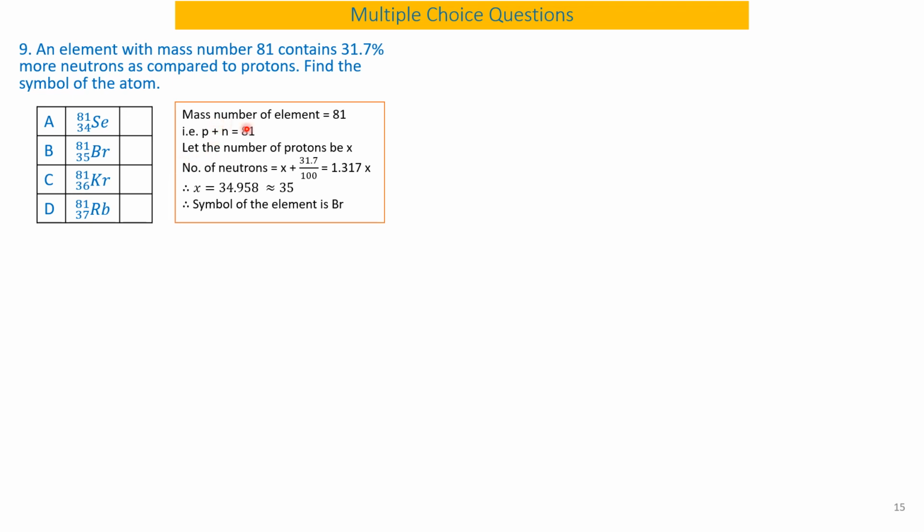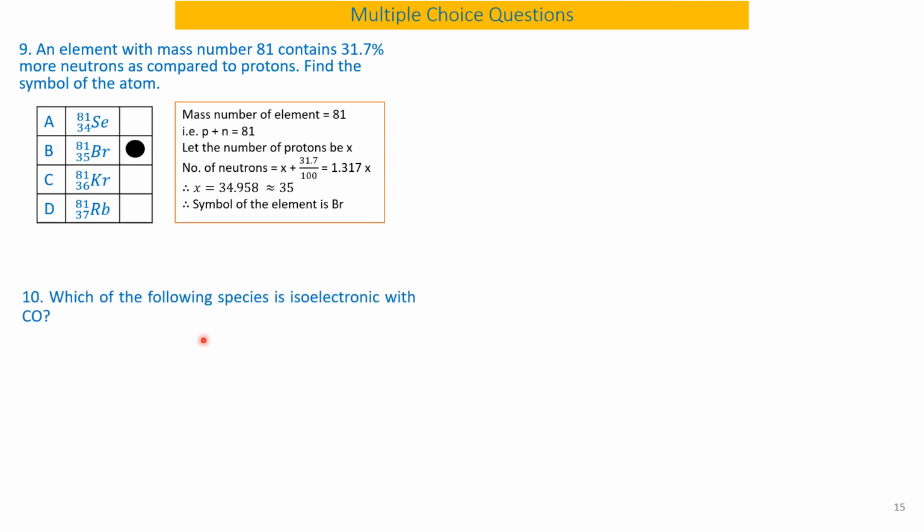So the mass number of the element is 81. It is given. That is, protons plus neutrons is equal to 81. Let the number of protons be x. Therefore, x plus 31.7 by 100 of x is equal to 81, that is, 1.317x equals 81. Therefore, the value of x is equal to 34.958, approximately 35. So the symbol of the element is Br. So Br, please mark the correct answer.